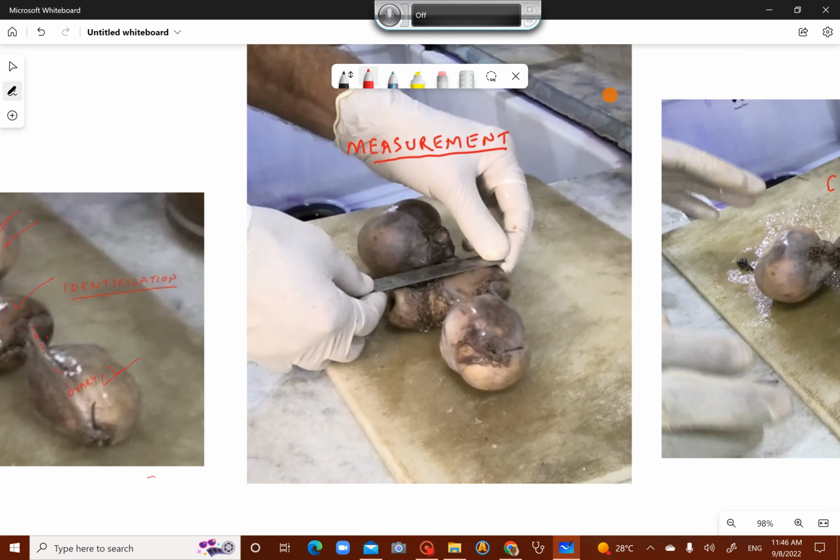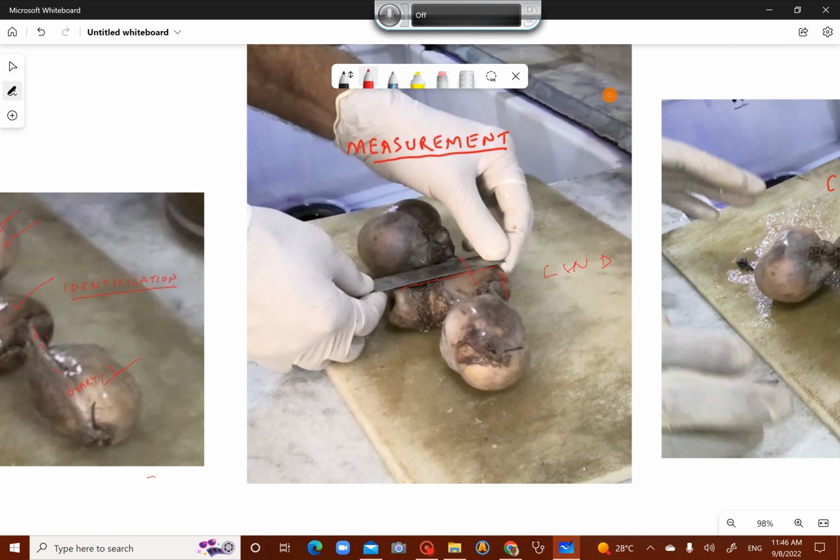Measuring the size of the uterus. Here we are measuring the size of the uterus. That's the length of the uterus. So three dimensions: length, width would be like this, and the depth. So you measure the uterus size over here. What is the length of the uterus? What is the width? What is the breadth?